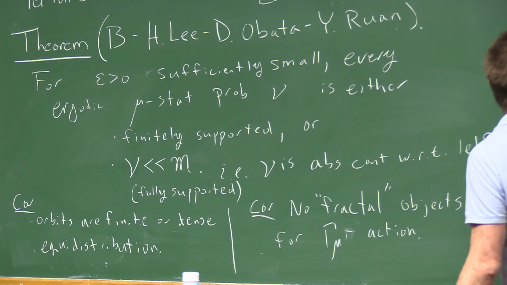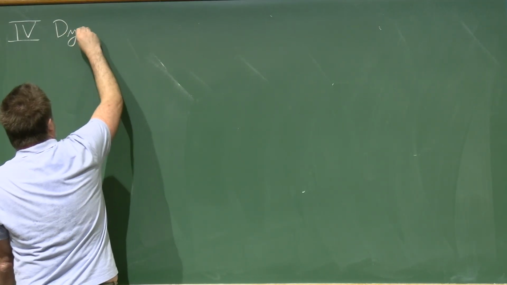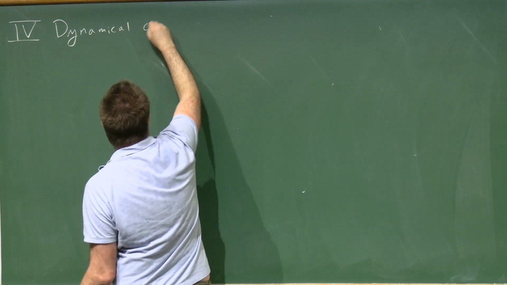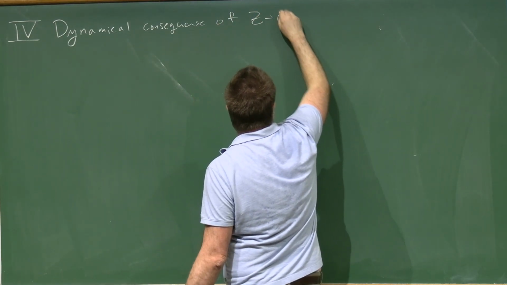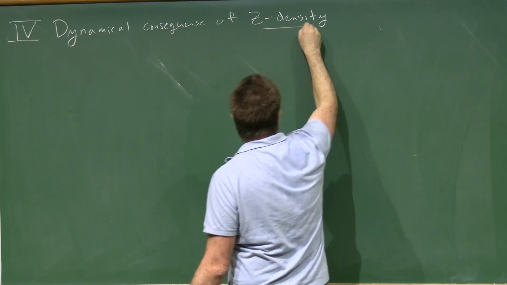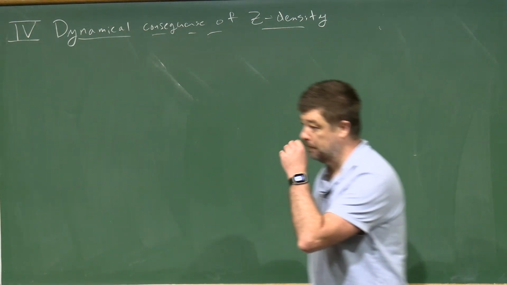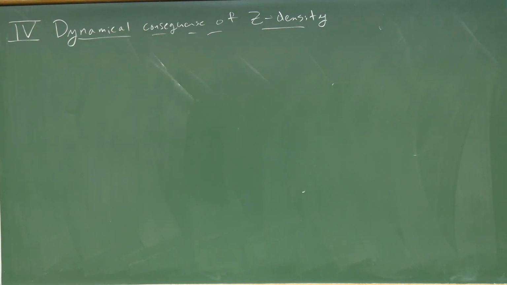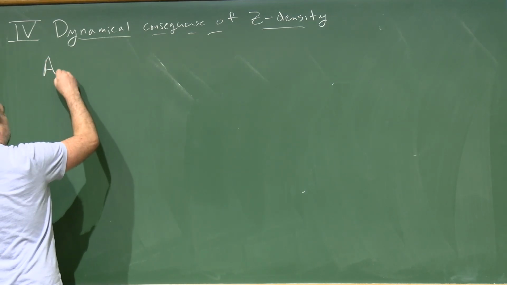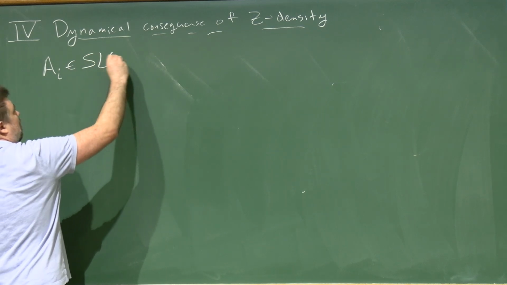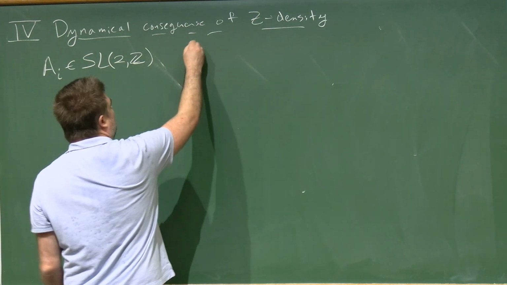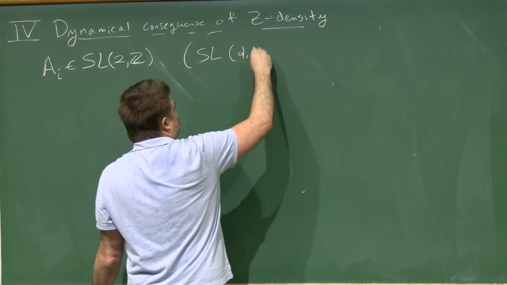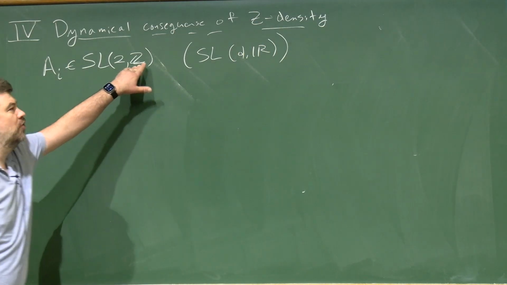So now I'll shift gears, and I'll talk about how I think of dynamical consequences of Zariski density. So again, let's take A_i in SL_2(Z), but actually everything I'm going to say will mostly work in SL_d(R) as well. So you don't need the integer coefficients, you don't need the dimension.